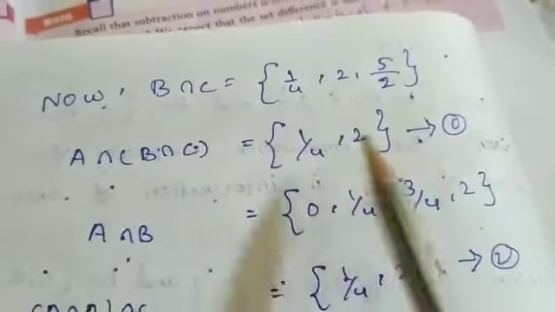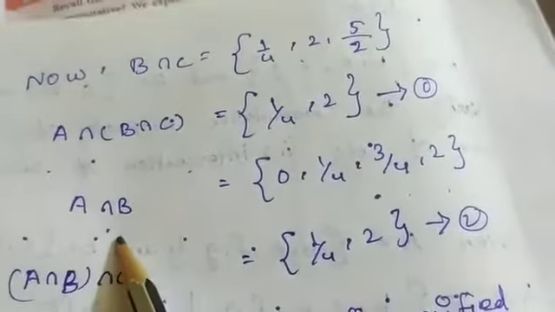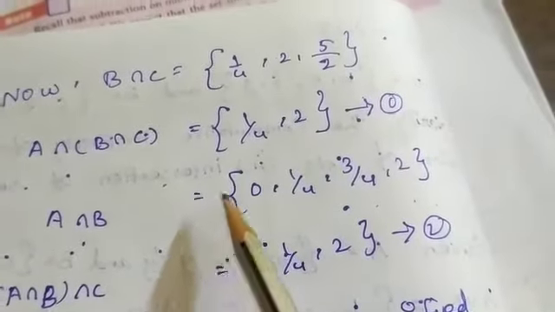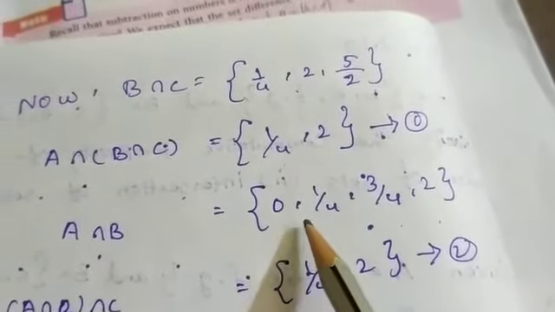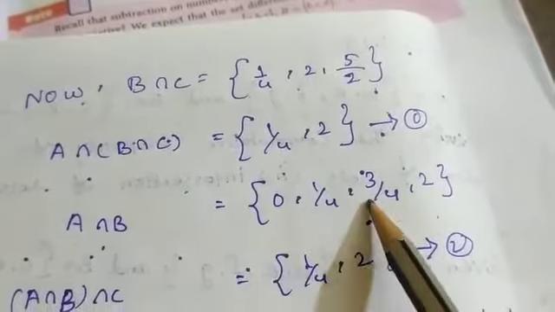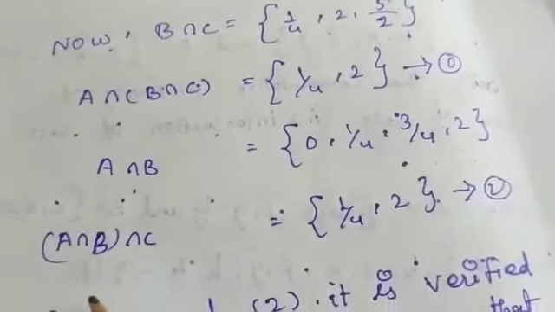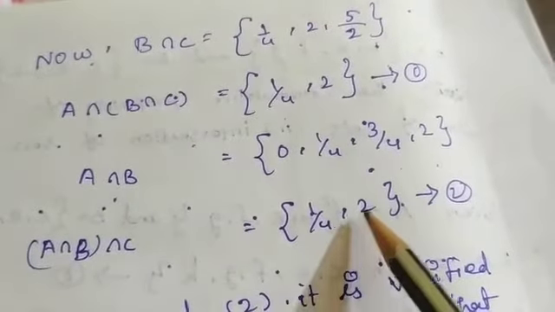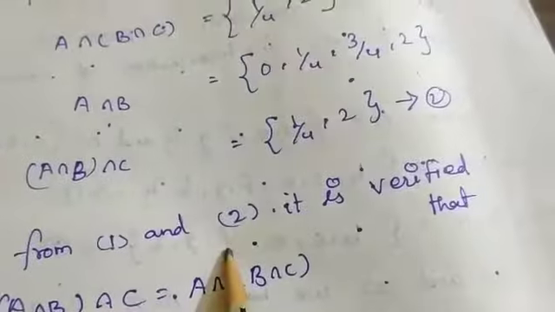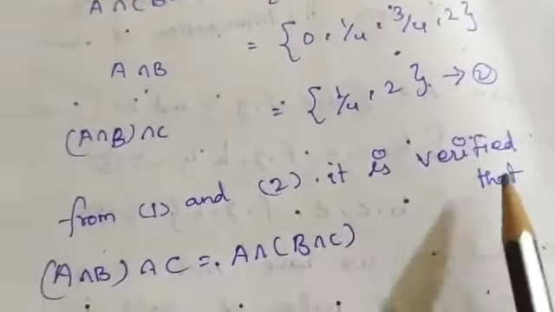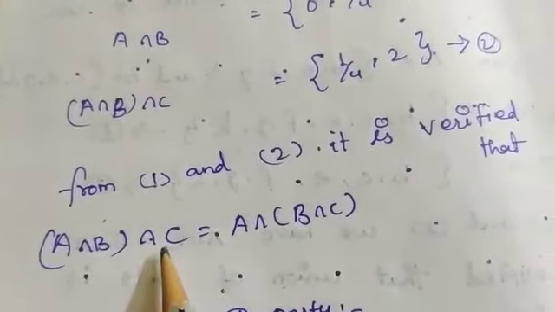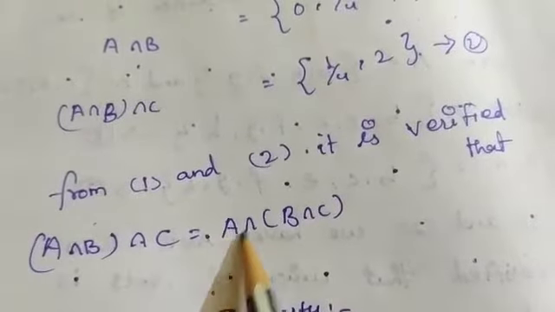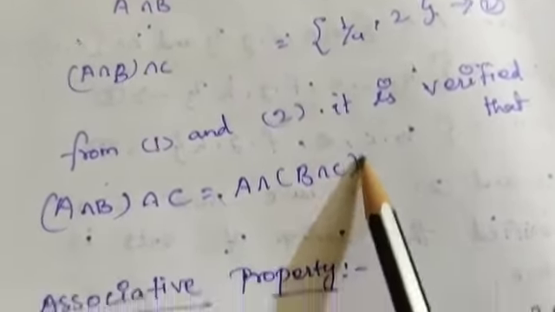Equation number 1. Next, A intersection B equal to the common values, A comma B common value, 0 comma 1 by 4 comma 3 by 4 comma 2. Next, A intersection B intersection C equal to 1 by 4 comma 2 comma 2. From 1 and 2 it is verified that A intersection B intersection C equal to A intersection B intersection C.